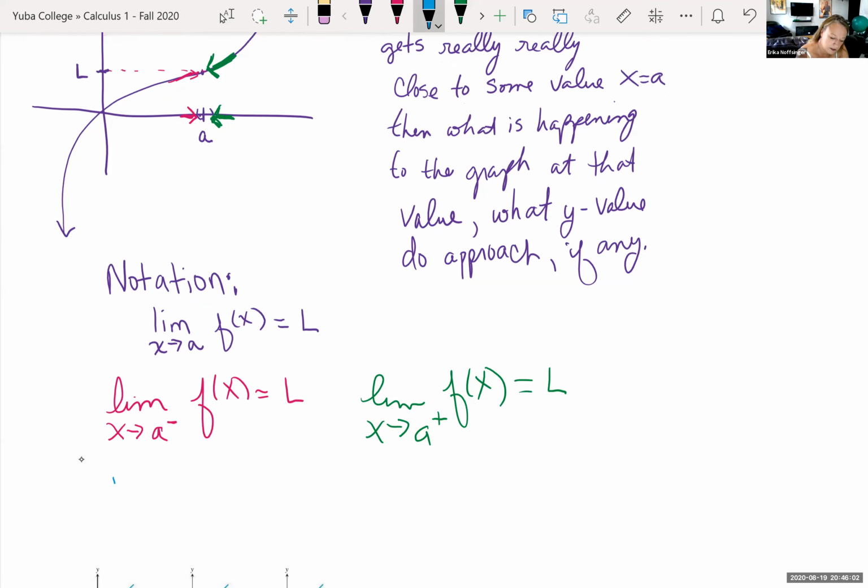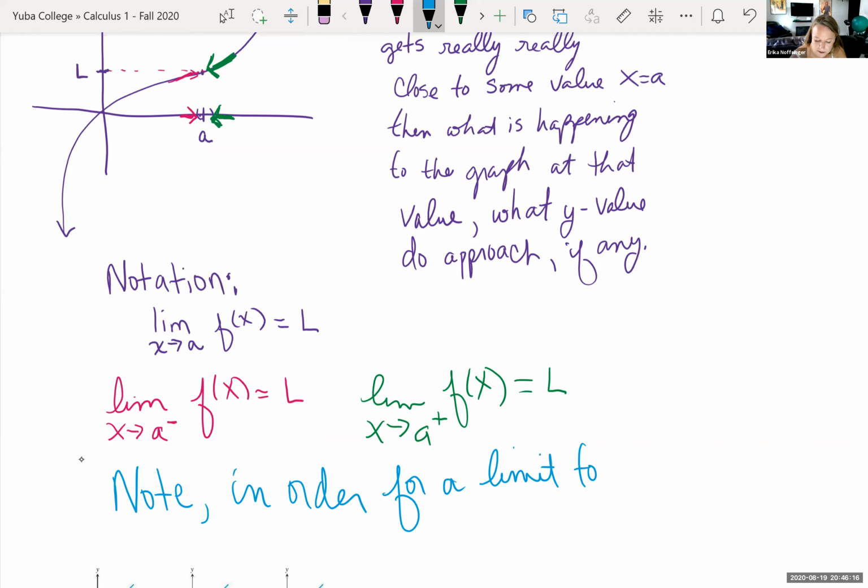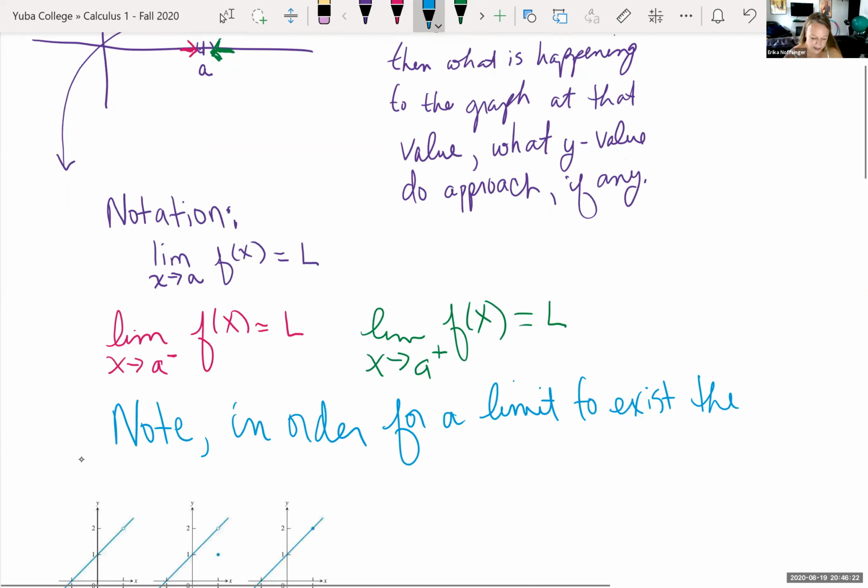So note, in order for a limit to exist, the limit on the left has to equal the limit on the right.